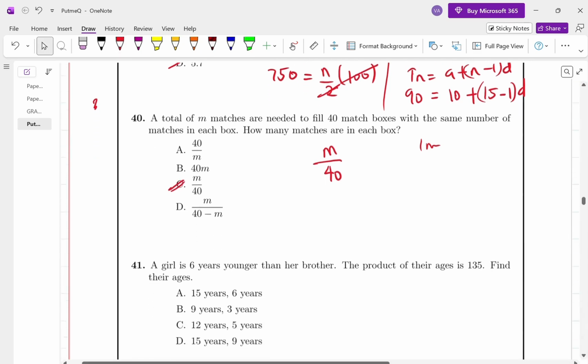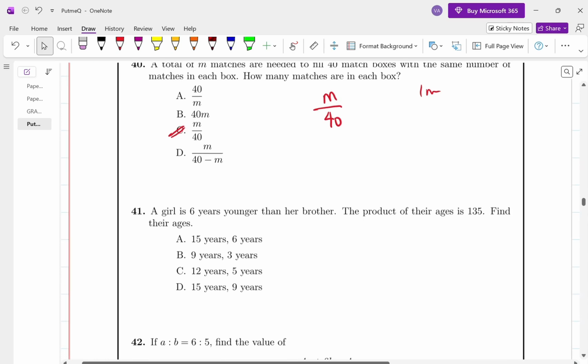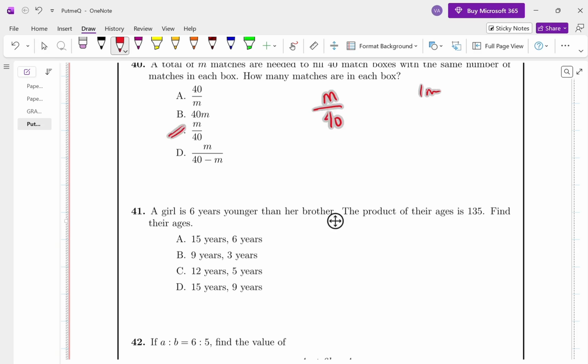Next one. A girl is 6 years younger than her brother. The product of their ages is 135. Find their ages. There are some questions you basically do not have to solve. So first, 6 years younger means their age difference is 6. So if you subtract the ages, you should get a difference of 6.